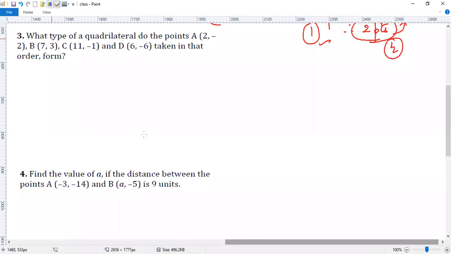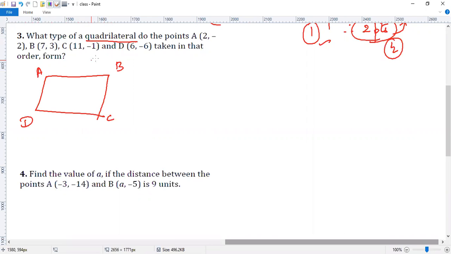We must find the distance between AB, BC, CD, and AD. Perfect. You have to find the distances. Because they have given, you have to identify the type of quadrilateral. So for that, the best way to start is identifying the length of the sides. If it is any type of quadrilateral, I'm not sure what type it is, A, B, C, D, you can identify the length of AB, BC, CD, DA.